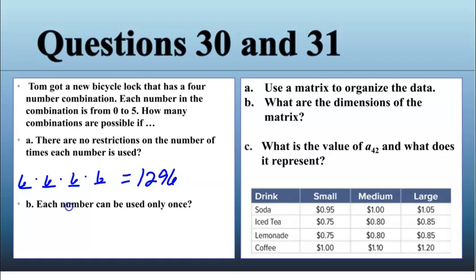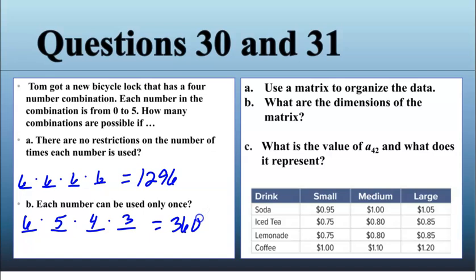Now the other one, if each number can be used only once. So I have a 4-digit combination. Each digit can only be used once. So that would be 6 times 5 times 4 times 3. So that's 30 times 12, and 30 times 12 would give us 360. So you would have 360 combinations possible.